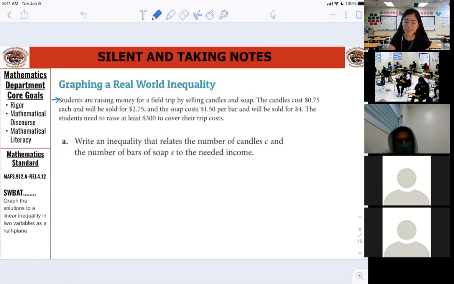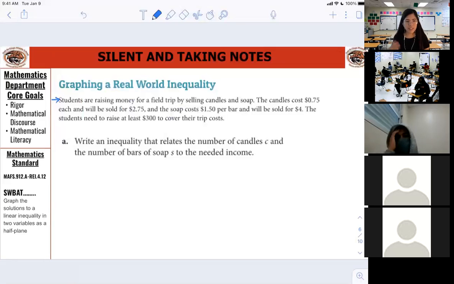I can read. Go for it, Darian. Students are raising money for a field trip by selling candles and soap. The candles cost 75 cents each. It will be sold for $2.75. And the soap costs $1.50 per bar, and it will be sold for $4. The students need to raise at least $300 to cover their trip costs. Awesome. All right.